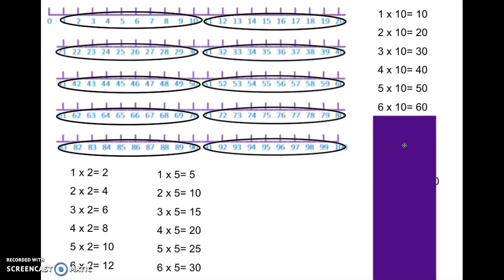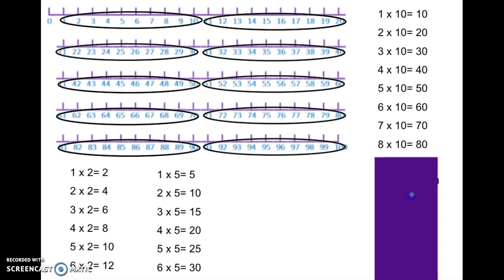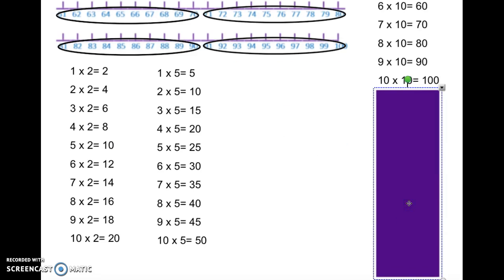6 sets of 10, 6 times 10 equals 60. 7 sets of 10, 7 times 10 equals 70. 8 sets of 10, 8 times 10 equals 80. 9 sets of 10, 9 times 10 equals 90. And 10 sets of 10, 10 times 10 equals 100.